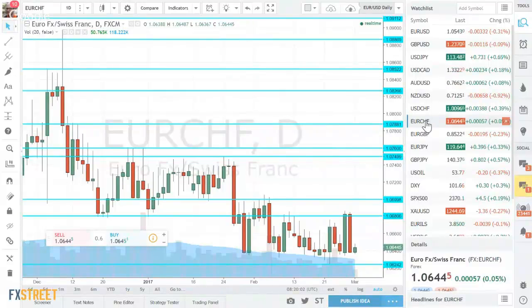Further resistance at 107. 107.60 used to be a strong line of support when the pair was trading on higher ground, and above that 108.50 and 110. But the range here is very limited due to SNB intervention.